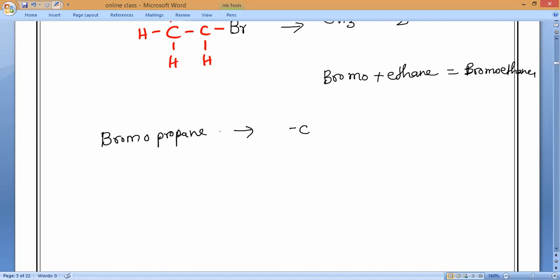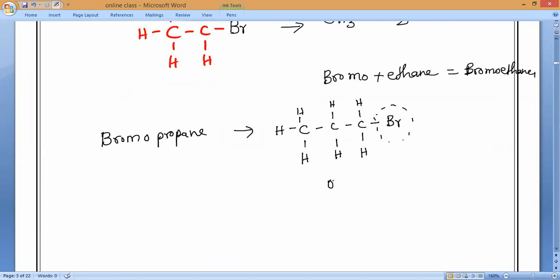Prop means what? 3 carbons. First make 3 carbons. So now, first one, 3 hydrogens. You should tell me, I should not. Second one, 2 hydrogens. Last one is also 2 hydrogens, but last structure, what will come? Bromine will come.